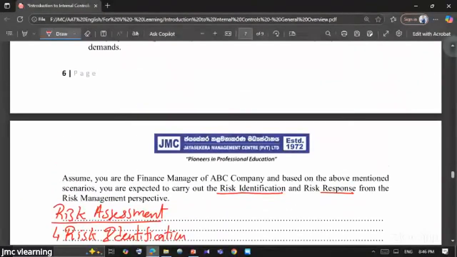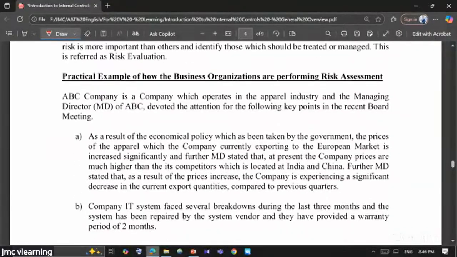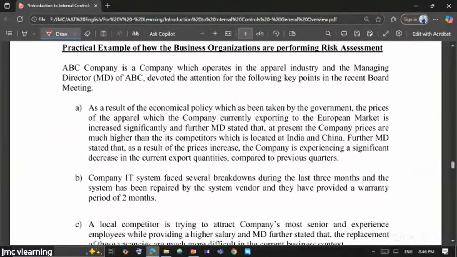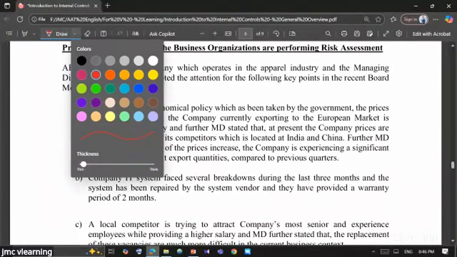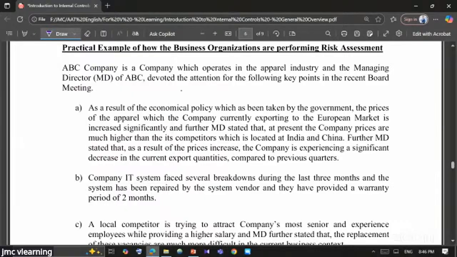Right, okay. So we'll go to the scenarios one by one. As a result of the economic policy which has been taken by the government, the prices of the apparel which the company currently exports into the European market have increased significantly. And further, the MD stated that at present, the company's prices are much higher than its competitors.